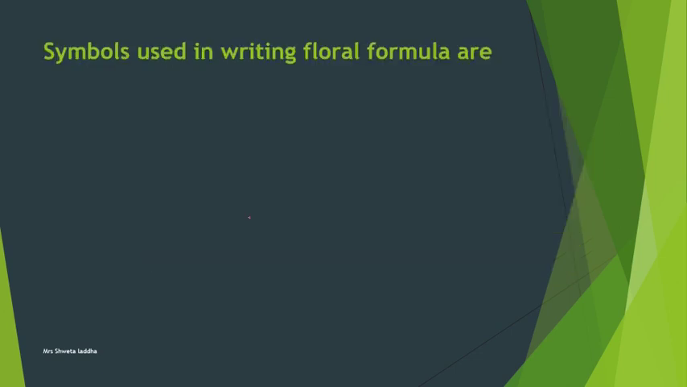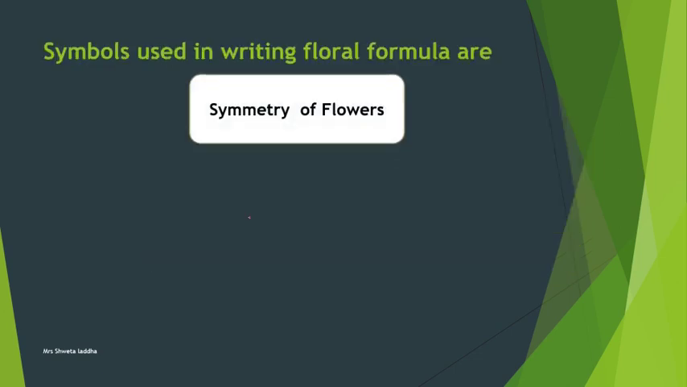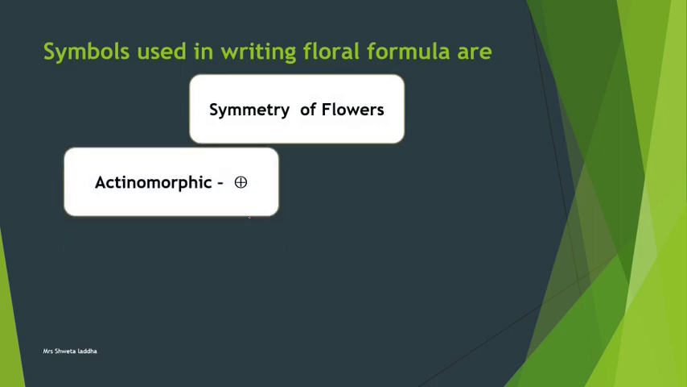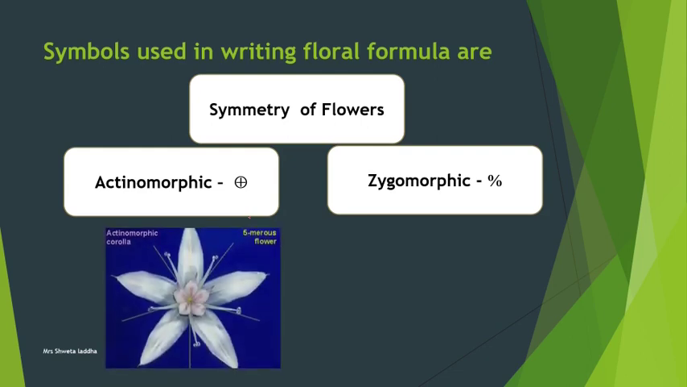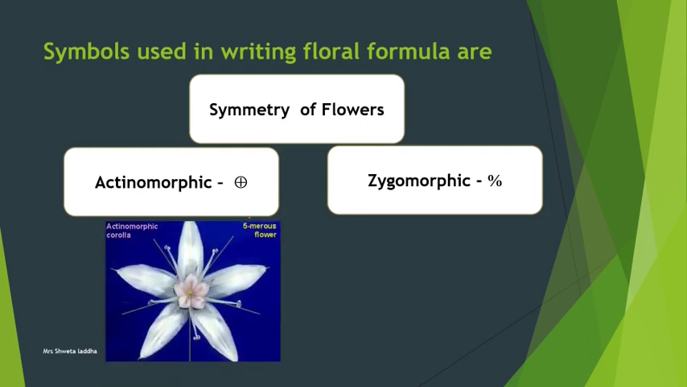The different symbols that are used in writing a floral formula are, first, we'll talk about the symmetry of flowers. If the flower is showing actinomorphic symmetry, we show a circle and a plus inside, and zygomorphic symmetry can be shown by a percentage sign. Just a revision, actinomorphic symmetry is a radially symmetrical flower where the flower can be divided into two equal identical halves through imaginary lines passing through the central axis from more than one plane. This is an actinomorphic flower. So the symbol used is a circle and a plus.